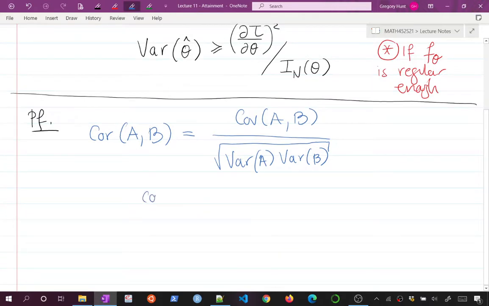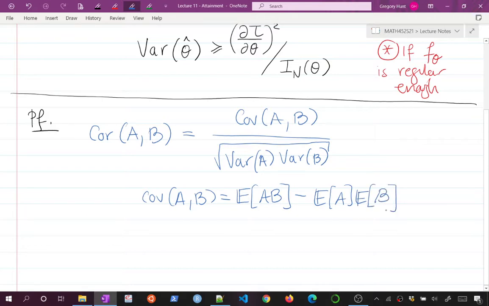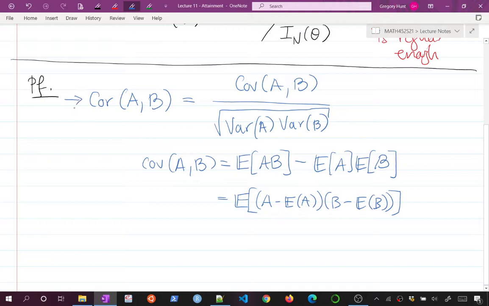Here, covariance between two random variables can kind of equivalently be defined to be the expected value of the product minus the product of the expected values. So this is our shortcut formula for covariance. There's a more formal definition of covariance, which is A minus its expectation times B minus its expectation. Basically, I center A and B, and then I take the expectation of their product. So this is just some basic facts about correlation.